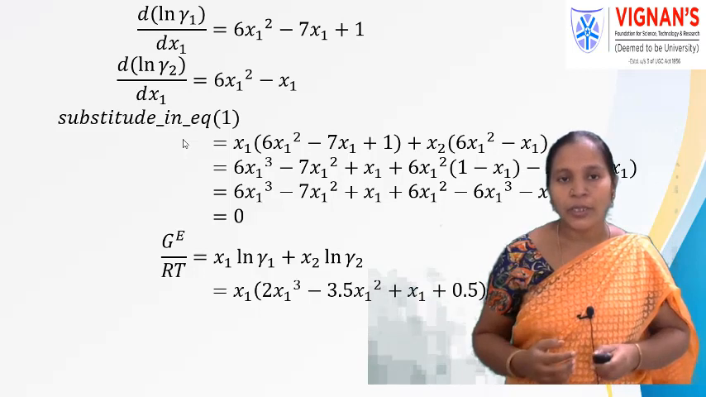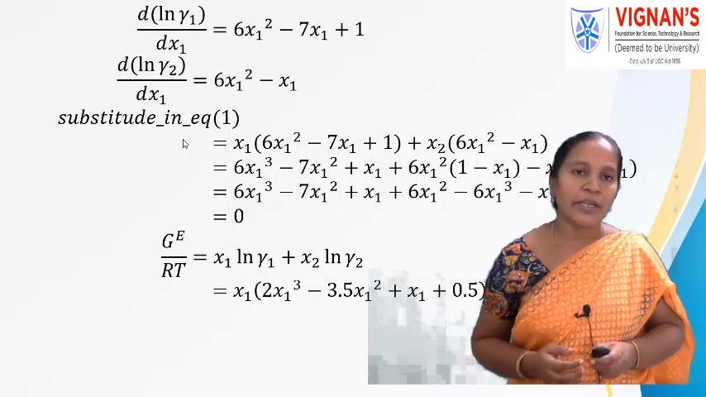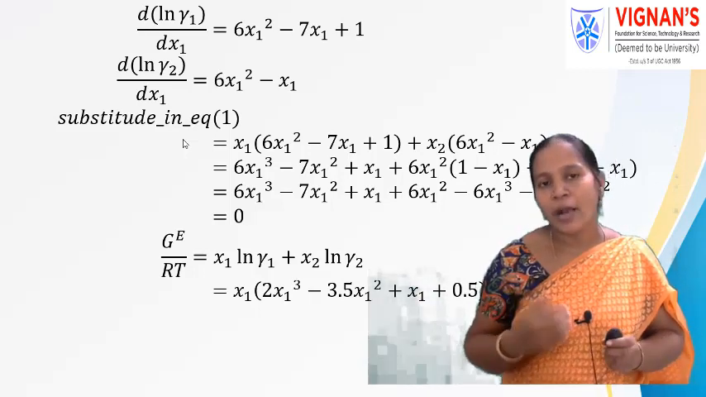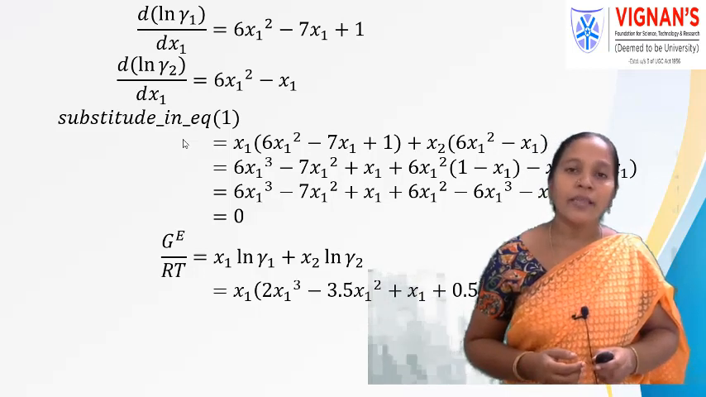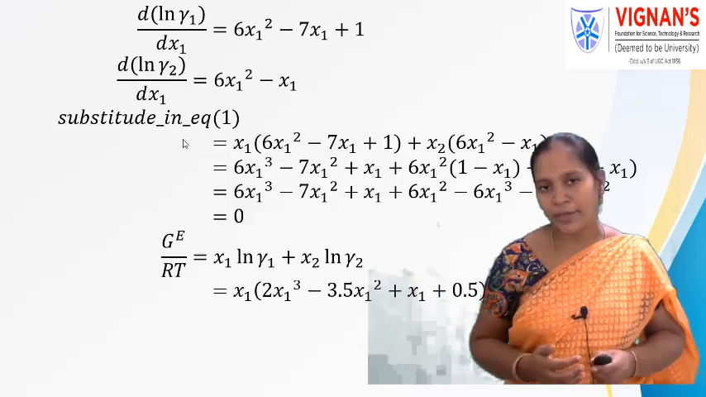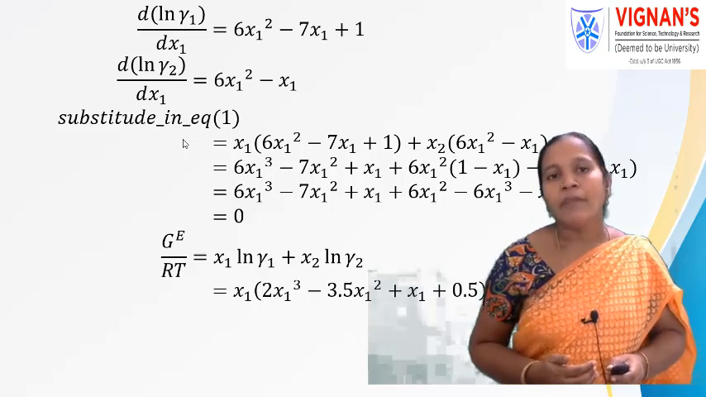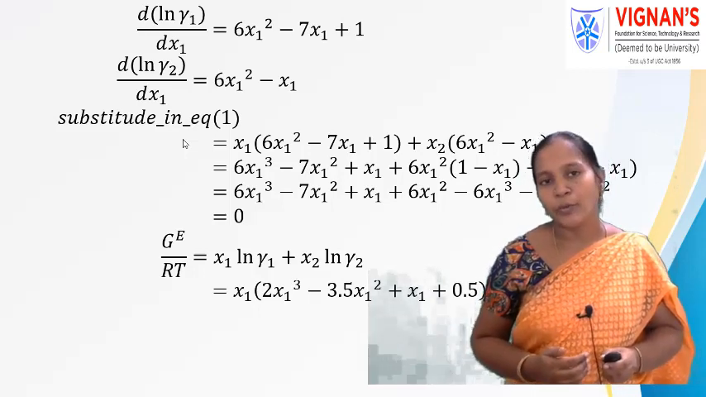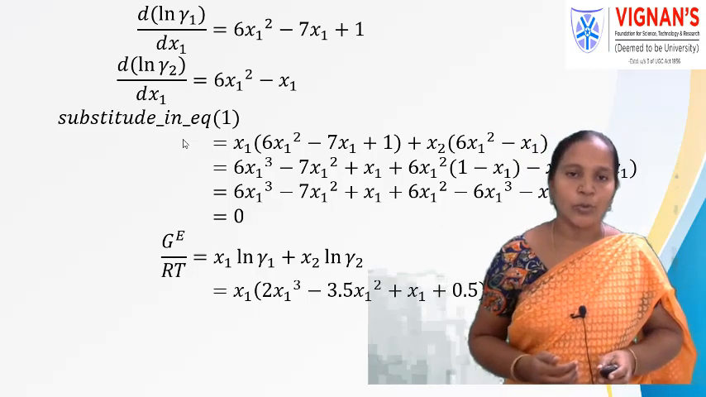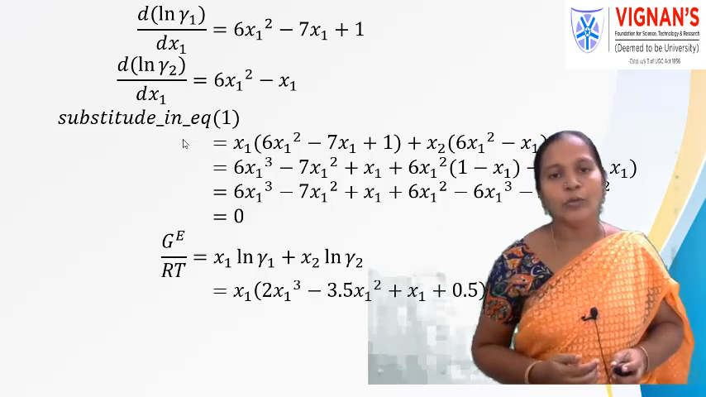Now substitute d of ln gamma 1 by dx1 and d of ln gamma 2 by dx1 in the Gibbs-Duhem equation. After substituting d of ln gamma 1 and ln gamma 2 and x1, x2, we will get the value 0.